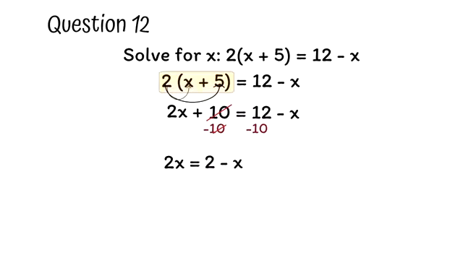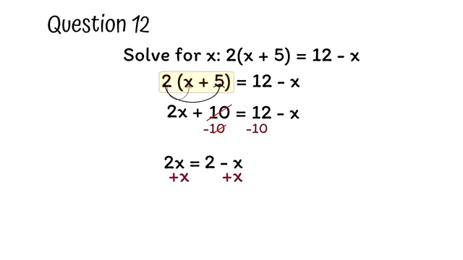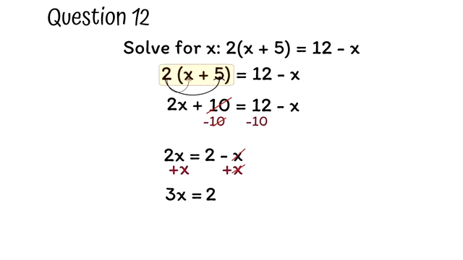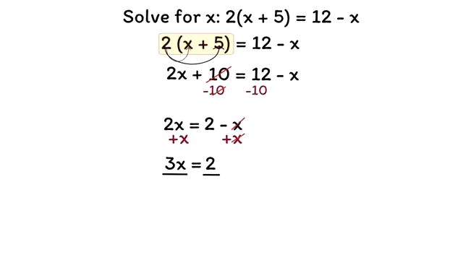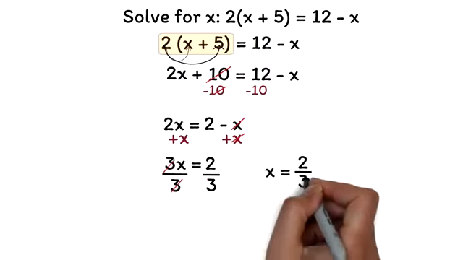Minus x. To find x by itself, we add x to both sides of the equation. At the left side, 2x plus x is 3x, and at the right side, positive x will cancel negative x, remaining 2. Now we can divide both sides by the coefficient of x, which is 3. 3 will cancel 3, leaving x equals 2 out of 3.